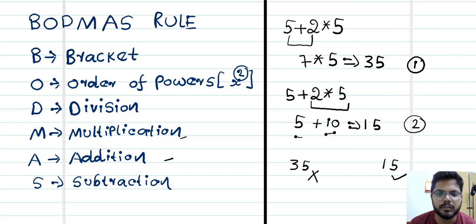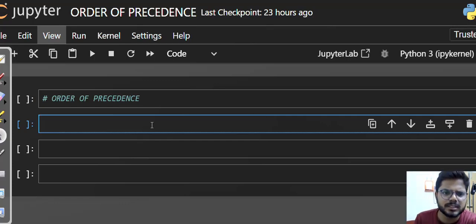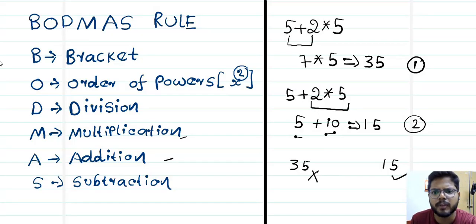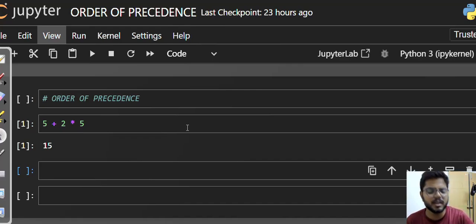In the same way, we will solve some examples in our Jupyter Interactive Notebook. Now we will proceed with the Jupyter Notebook. So this is our Jupyter Notebook. Here, for example, I will use the same one we have discussed. 5 plus 2 into 5. Of course, you can see the answer is 15. So the same explanation which I have given is executed here carefully.